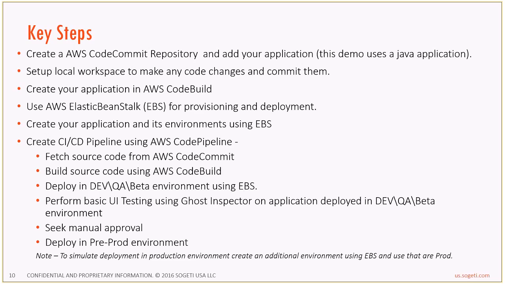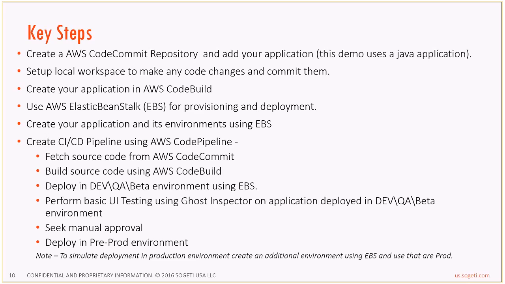One thing I would like to highlight for this particular demo is that we have only used two environments. One is the beta, which is our dev/QA environment, and the other is the pre-prod environment. If you want, as part of your own pipeline, you can certainly segregate the QA and dev environments into two separate environments, as well as add an additional environment for prod deployment.